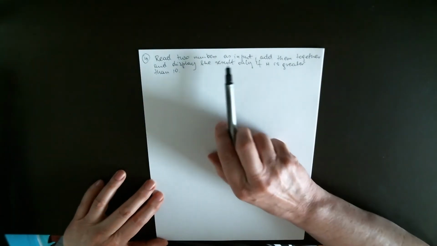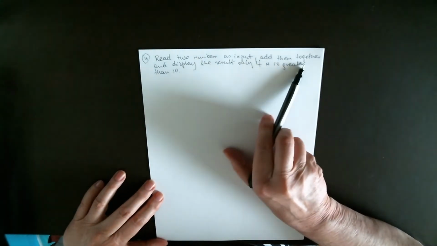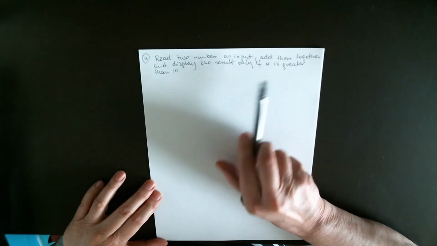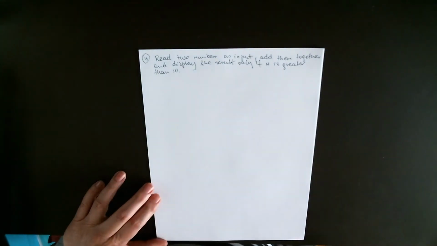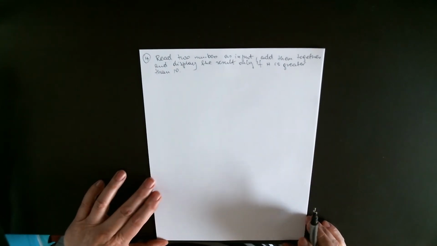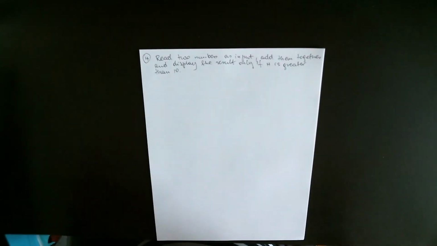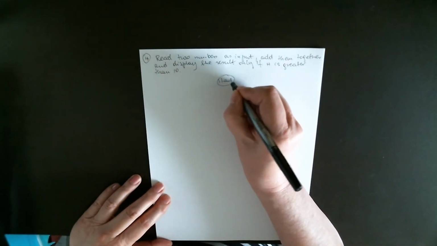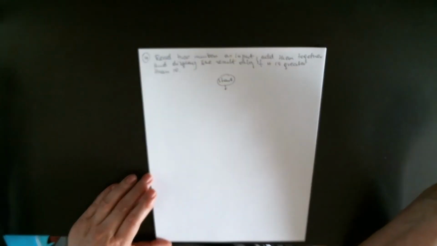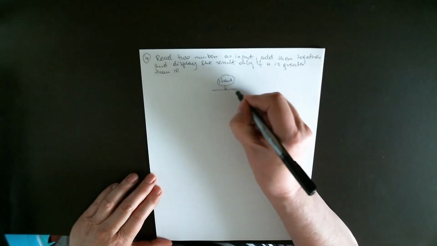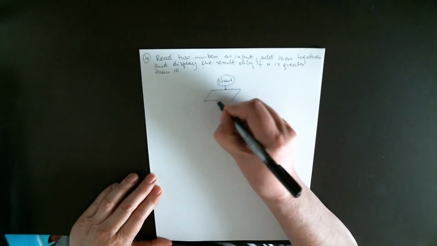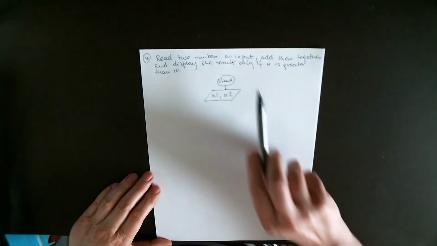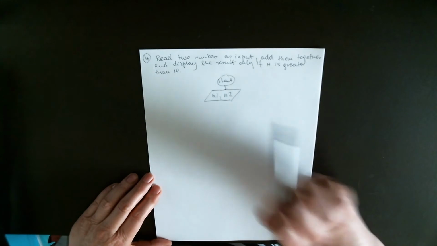Read two numbers as input, add them together, and display the result only if it is greater than 10. Again, now we will have to figure out what's greater. But before we get to it, well, guess what? We start. And then what are we going to do? Well, we'll input those two numbers. So again, we get n1 and n2. What we are going to do next is add them together.